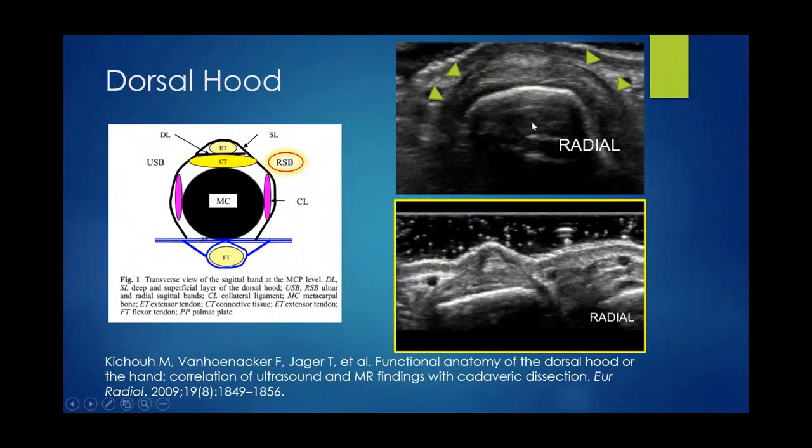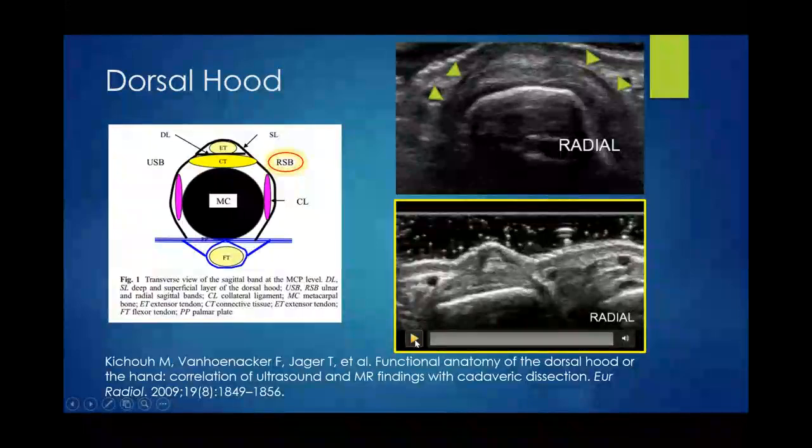Here's the sonographic image of that area. Again, you have the extensor tendon, the connective tissue here, and then the underlying metacarpal. This relative hypoechoic structure here is the ulnar sagittal band. Over here is the radial sagittal band. You'd be looking for injury along this region with migration of the extensor tendon in an ulnar direction if this was injured.